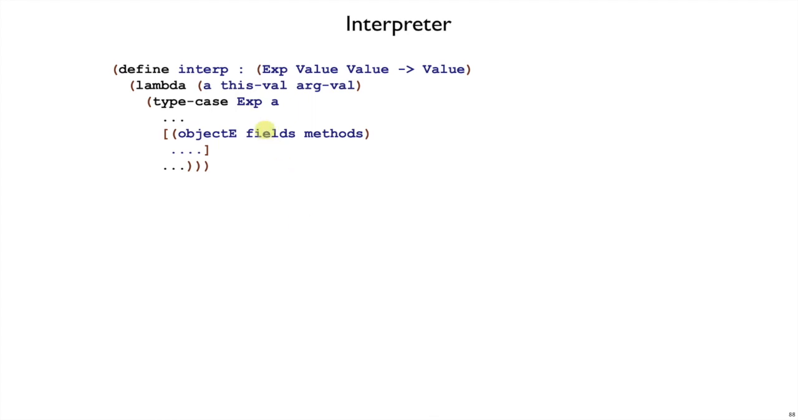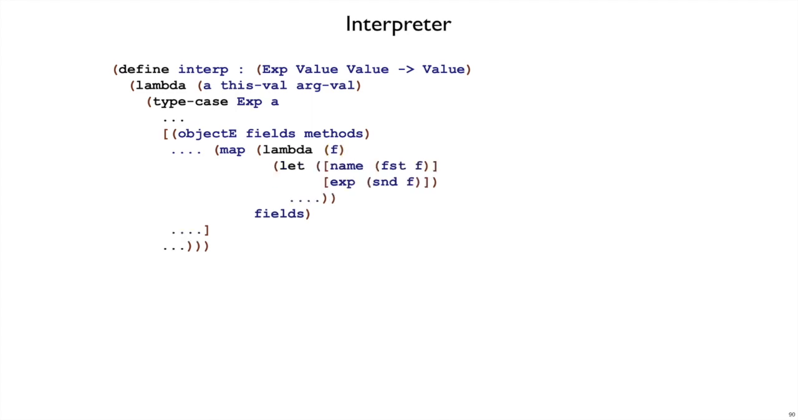For object-e, we have fields and methods. For the fields, it's a list of fields, so we can map over it. These are where we need to evaluate initialization expressions, but the methods we can leave alone. So if we look at each field f, remember it's a tuple of a name and an expression. So let's say name is the first of that tuple, and exp is the second of that tuple. And then we've got an expression, so let's interpret. We interpret the expression, passing along this val and arg val.